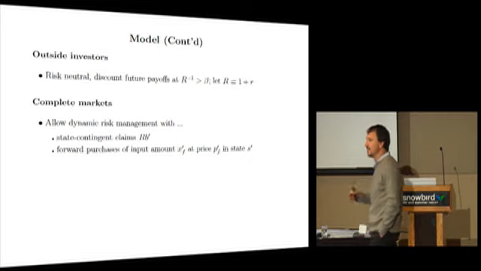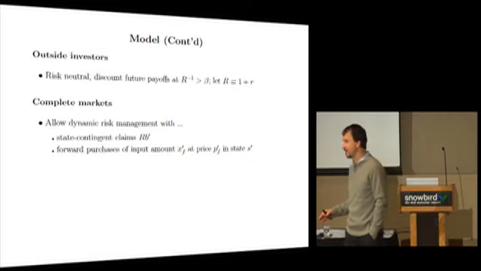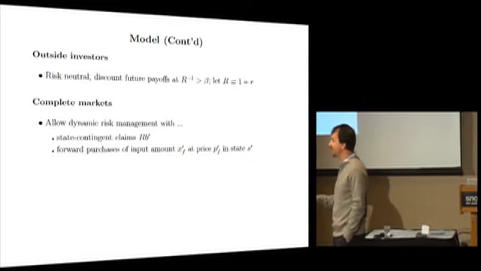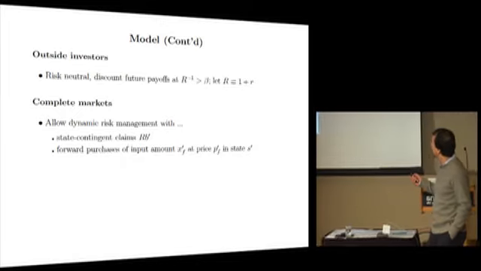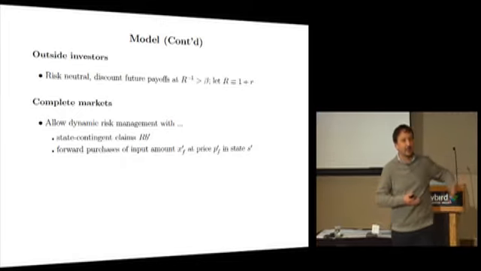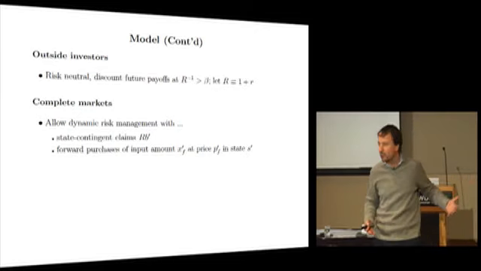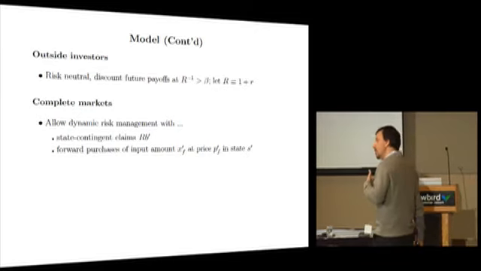The outside investors are essentially uninteresting. These are deep pocket guys. They're risk neutral. They're patient relative to the firms. And they're essentially willing to offer any contingent claim that the airline would want at an expected return R.